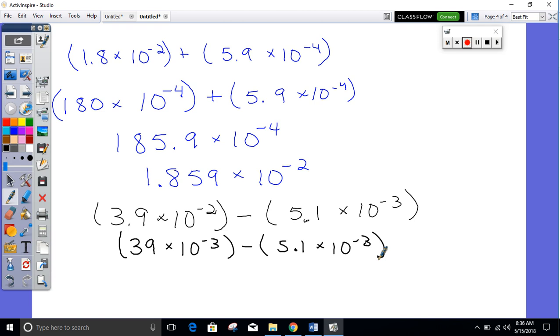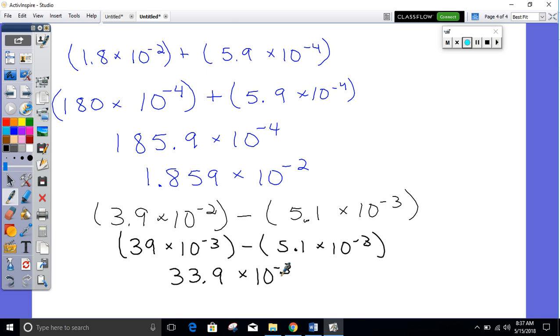Okay, and what did you end up with? Got 33.9 times 10 to the negative... 33.9. That's not what I ended up with. Maybe I did something wrong. Anybody else do something different? Zoe? I got 3.09. Hang on a second. What did you get again? 33.9 times. That's actually right. Okay, so 33.9 times 10 to the negative third.